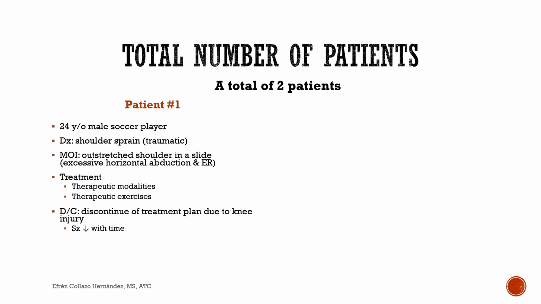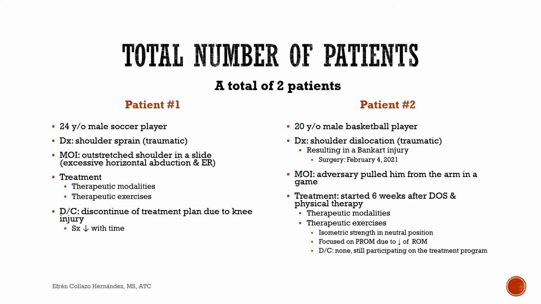So they were concentrating now on rehabilitating the knee, and at the same time, the symptoms decreased with time after treatments. Patient number two is a 20-year-old male basketball player. This player was diagnosed with shoulder dislocation. It was a traumatic injury, and that resulted in a bone injury.